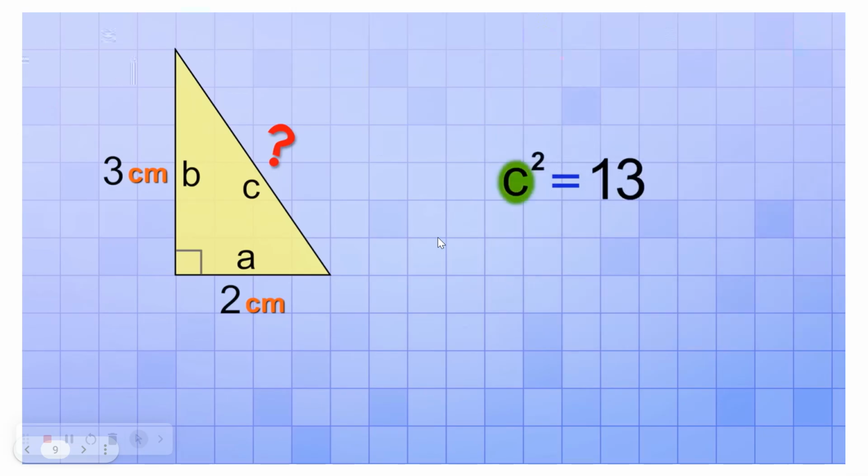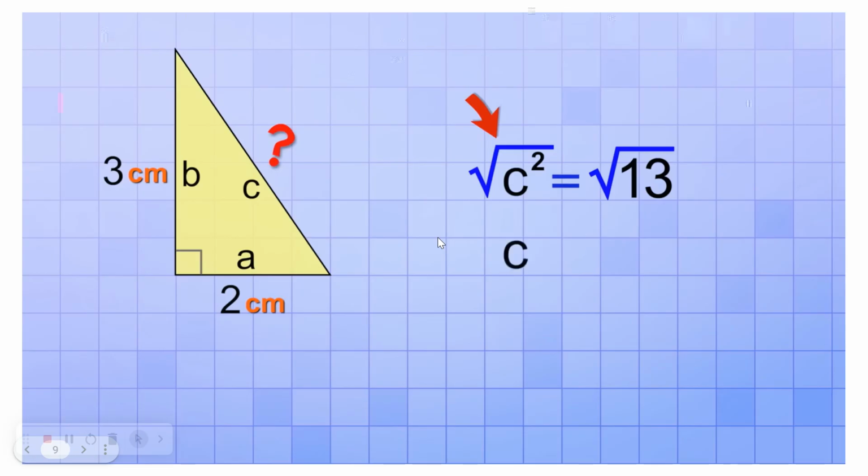Then, to get c all by itself, we need to do the inverse of what's being done to it. Since it's being squared, the inverse operation is the square root. So we need to take the square root of both sides. Taking the square root of c squared just gives us c, which is what we want on this side of the equation. But it gives us a little problem on the other side, because it's not easy to figure out what the square root of 13 is.